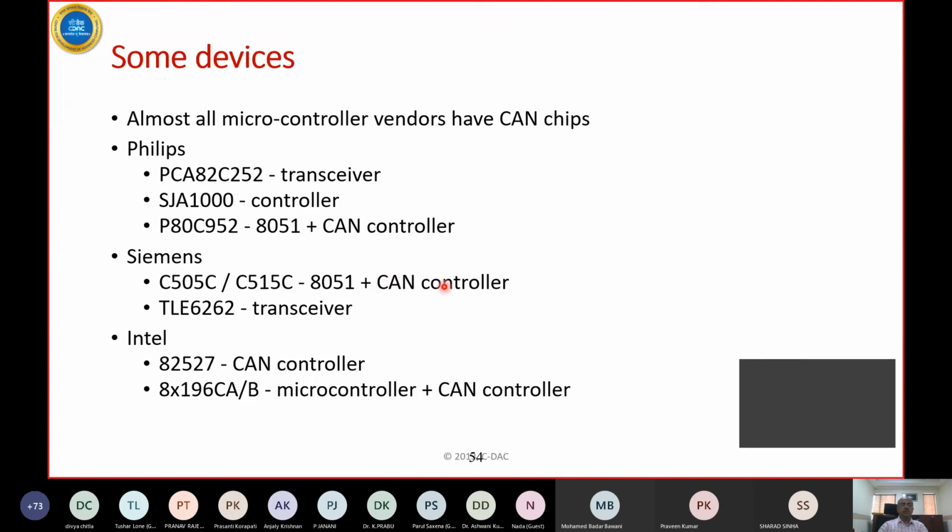So to build a node, you will need a microcontroller, a CAN controller, and a transceiver. Most of the time, you will have a chip with CAN and microcontroller together. All you need to add is an external transceiver, and your node is created.